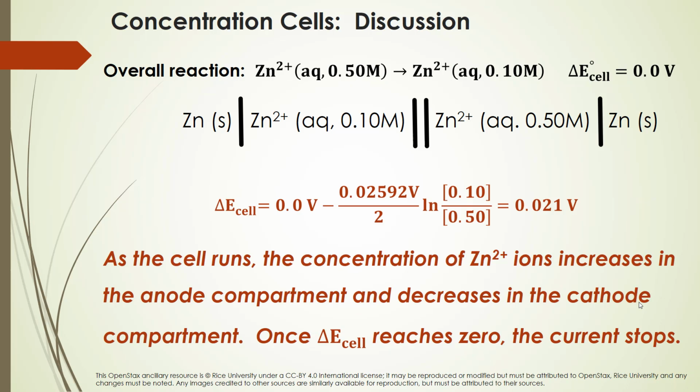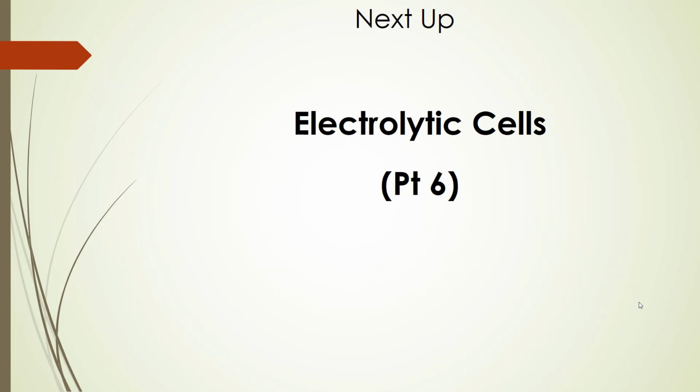Basically what happens, just so you can picture it, is that as the cell runs, the concentration of zinc 2 plus ions is going to increase in the anode compartment and decrease in the cathode compartment. Once the cell potential overall reaches 0, the current is going to stop. Next up will be electrolytic cells, and that'll be the electrochemistry lecture part 6.